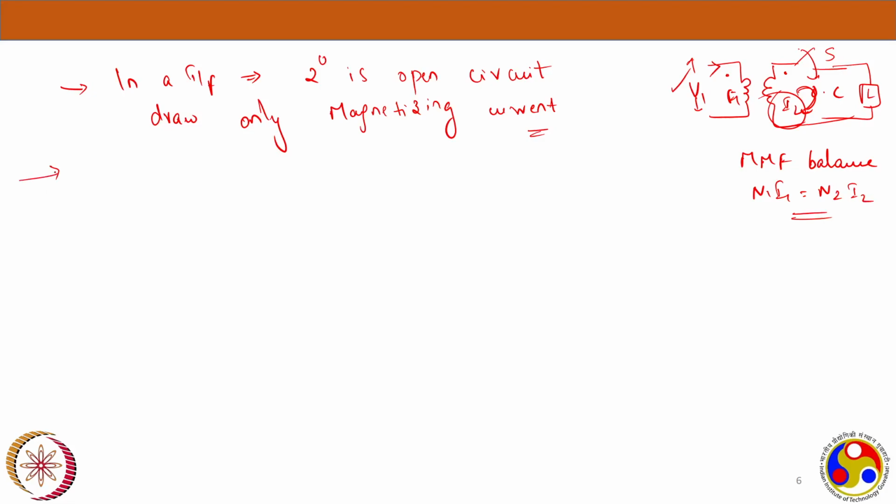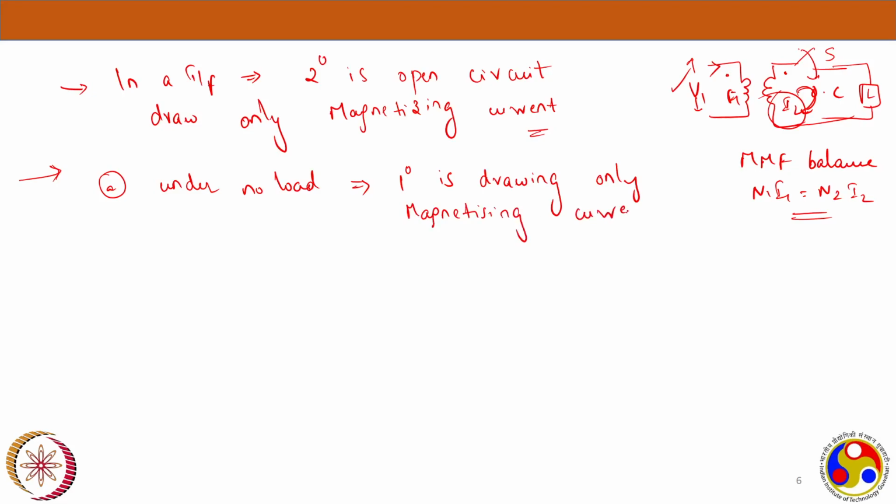Now see, in the first case, under no load, that means the load is not there, open circuited. Primary is drawing only magnetizing current. What is the purpose of drawing it? To establish the flux in the core, right? So it's done now.